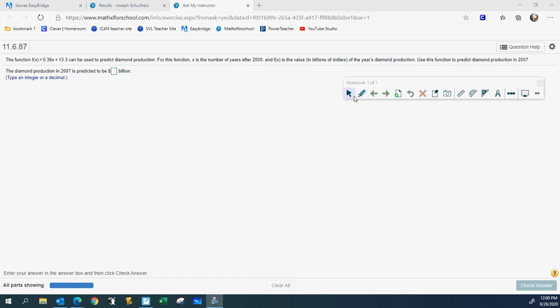This is exactly what algebra is about. So we have these functions, or equations, that describe what we see in the real world. And so in this case, it says we have this function right here.